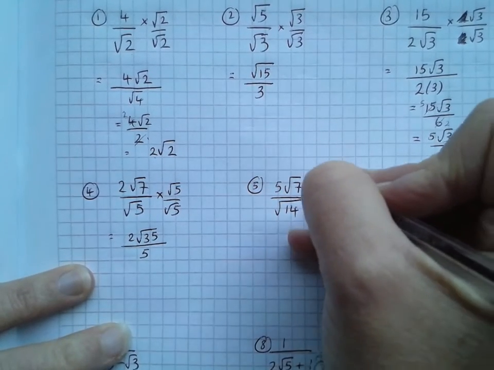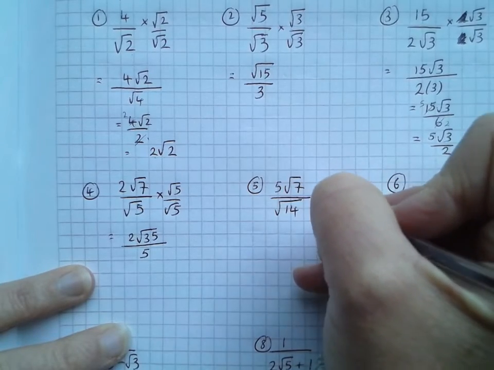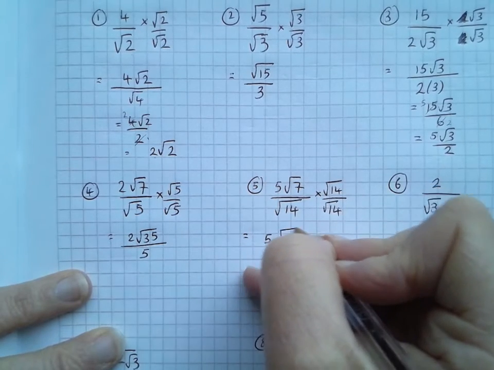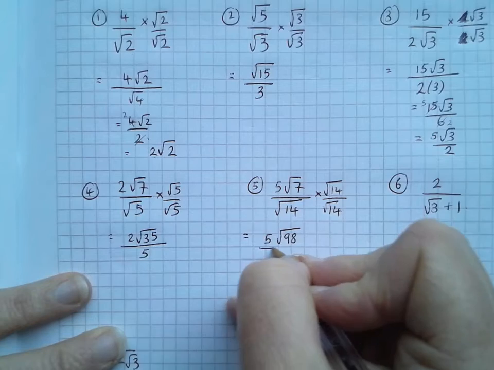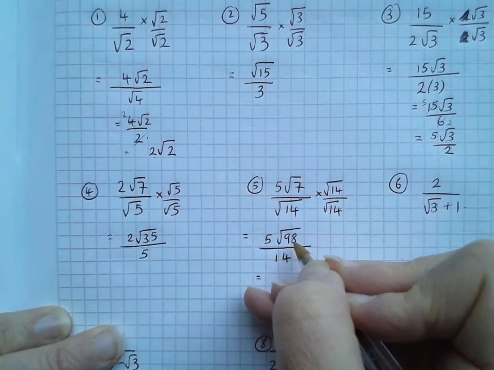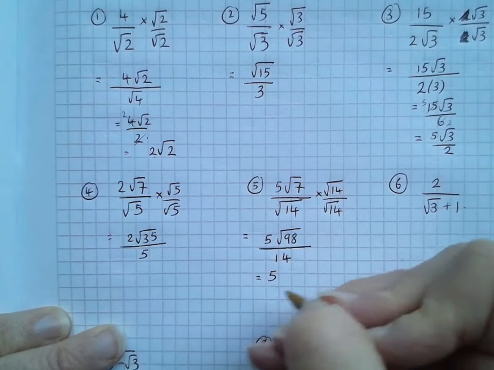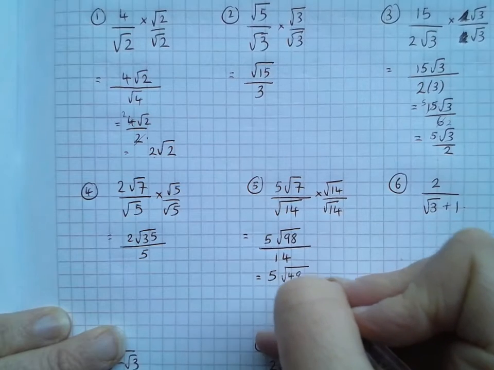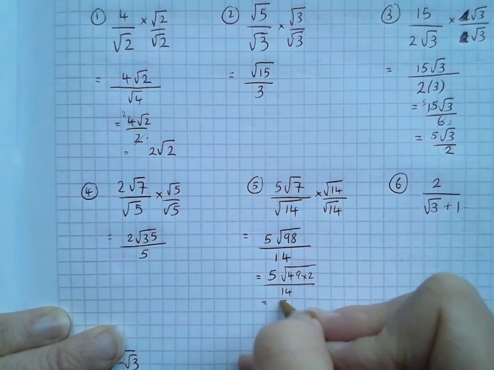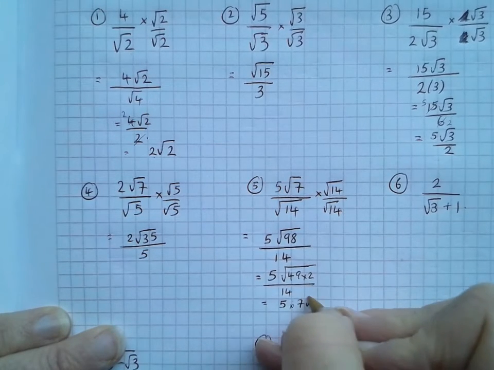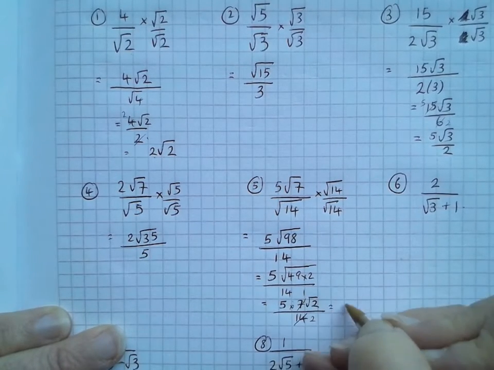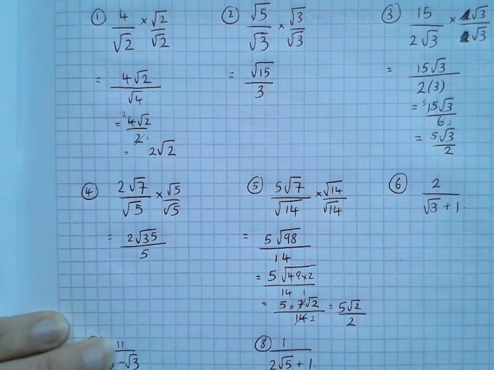Here I'm going to multiply by root 14 over root 14. So what do I have? I've got 5 root 7 by root 14 is 5 root 98. Hopefully that rings a bell for you. We'll deal with it in a moment. Root 14 by root 14 is just 14. Now root 98, hopefully you've remembered that that's actually the same as the square root of 49 by 2. So what I have here, the square root of 49 by 2 is of course 5 by 7 root 2 over 14. So do you notice it's reducing, and what I end up with is 5 root 2 over 2.